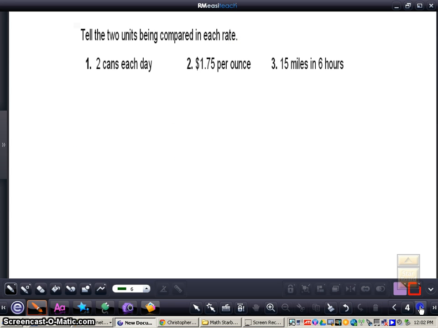Now what I want you to do for the next 3 problems is press pause. This is pretty simple. What you need to do is just write down the units that are being compared. You're not trying to find the unit rate just yet, just the units being compared. When you're finished with numbers 1 through 3, I'll have the answers for you in this video, so pause the video now.